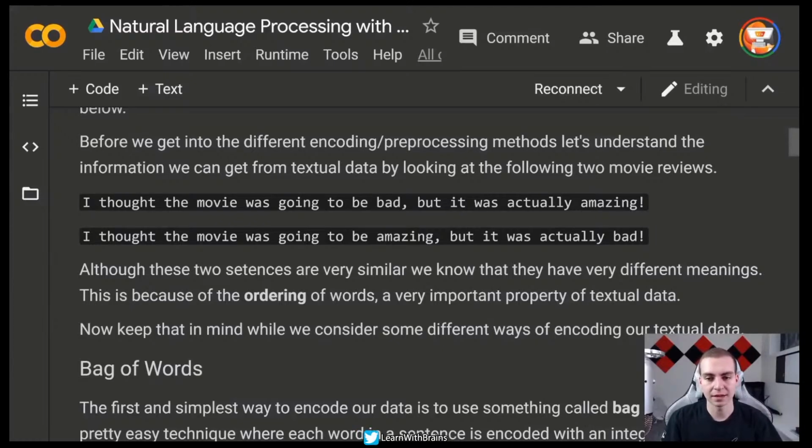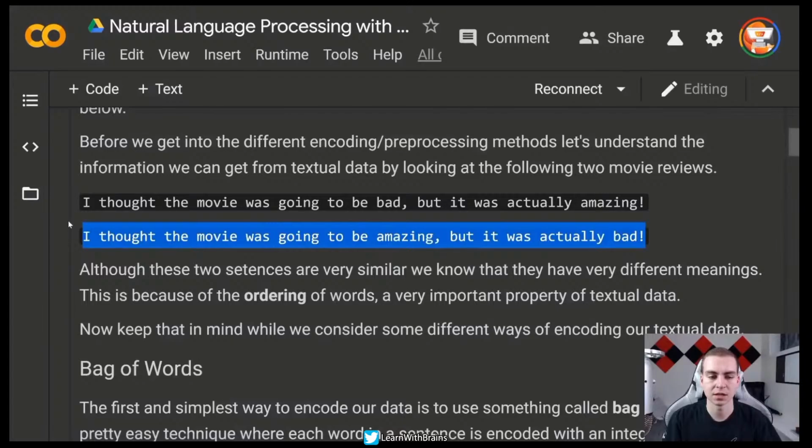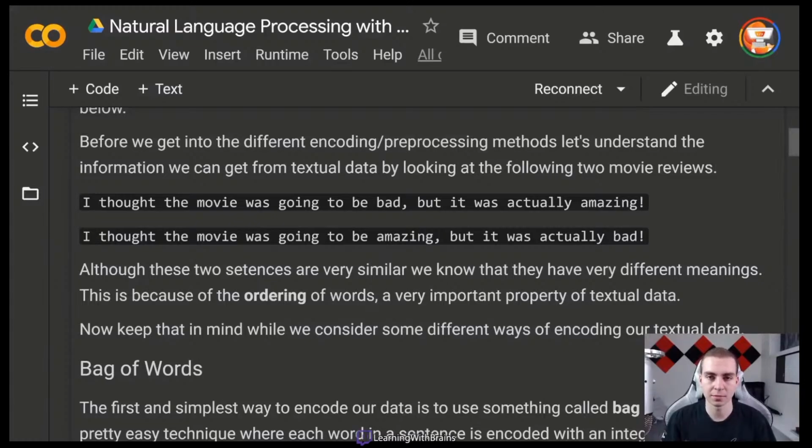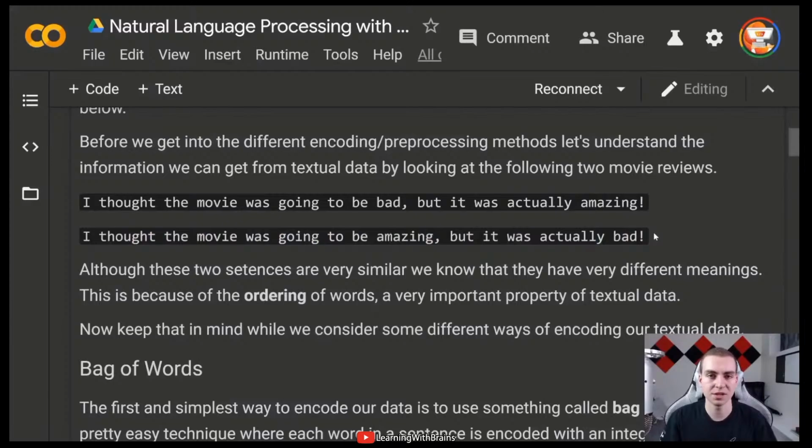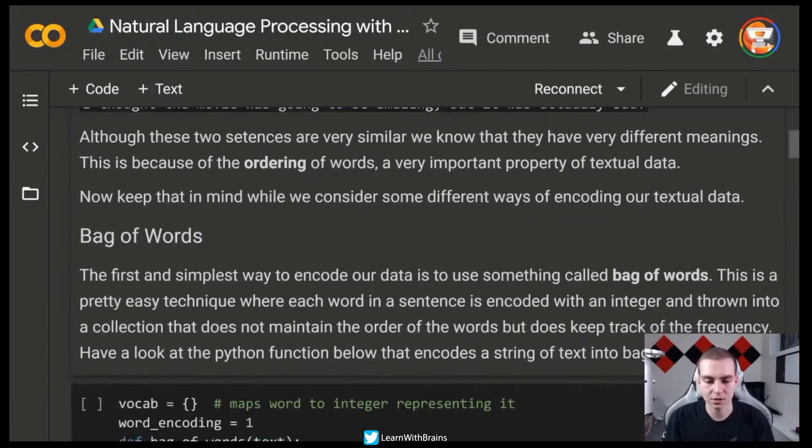With our bag of words technique, we're going to encode these two sentences using the exact same representation, because remember, all we care about is the frequency and what words appear, but we don't care about where they appear. So we end up losing the meaning of the sentence. That is a flaw, and one of the reasons why bag of words is not very good to use, because we lose the context of the words within the sentence. We just pick up the frequency and the fact that these words exist. So that's the first technique, called bag of words.